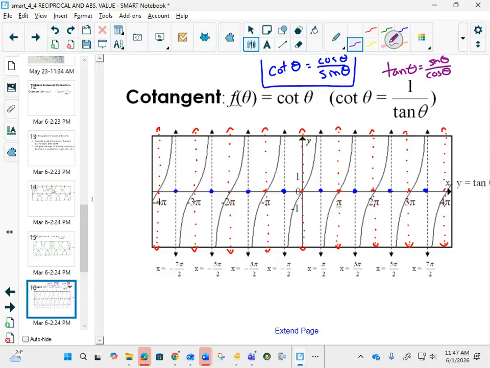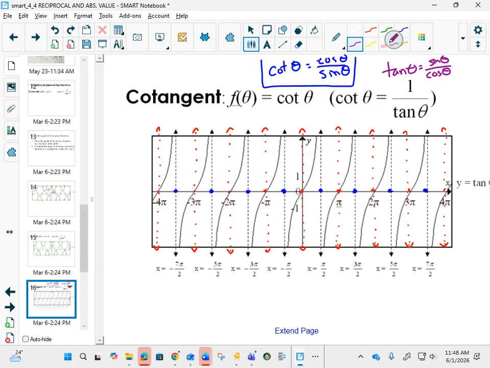So this is where the cotangent graph is a little bit different. Instead of having an asymptote at y equals 0, you have x-intercepts wherever the tangent graph had non-permissible values. Because the non-permissible values of tangent are now in your numerator, and they are the x-intercepts of cotangent.